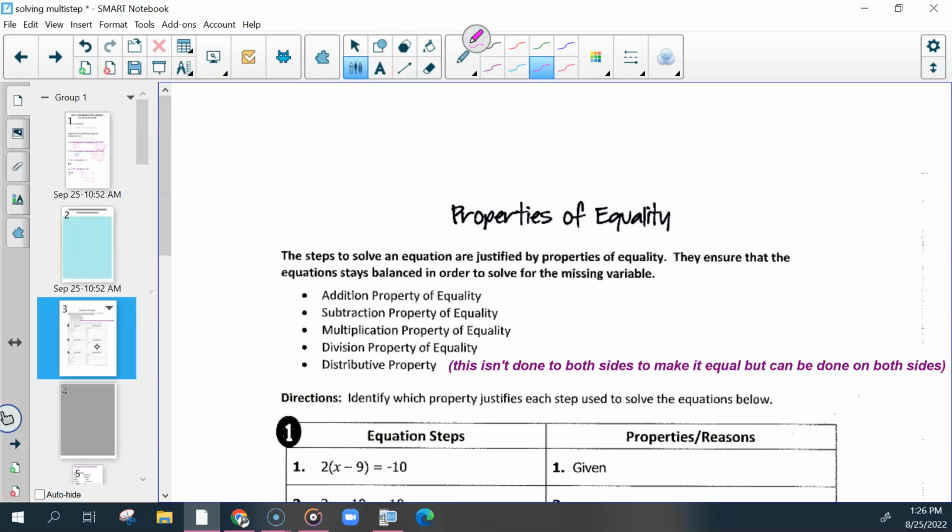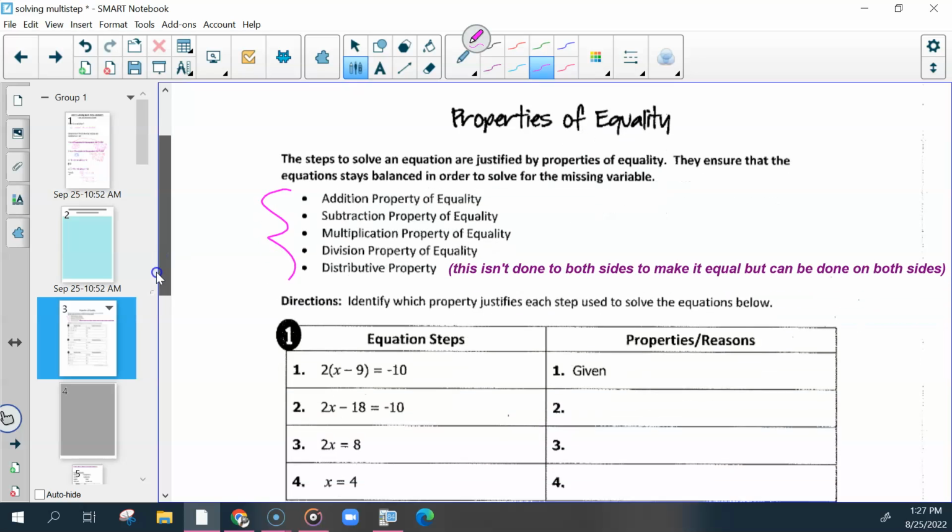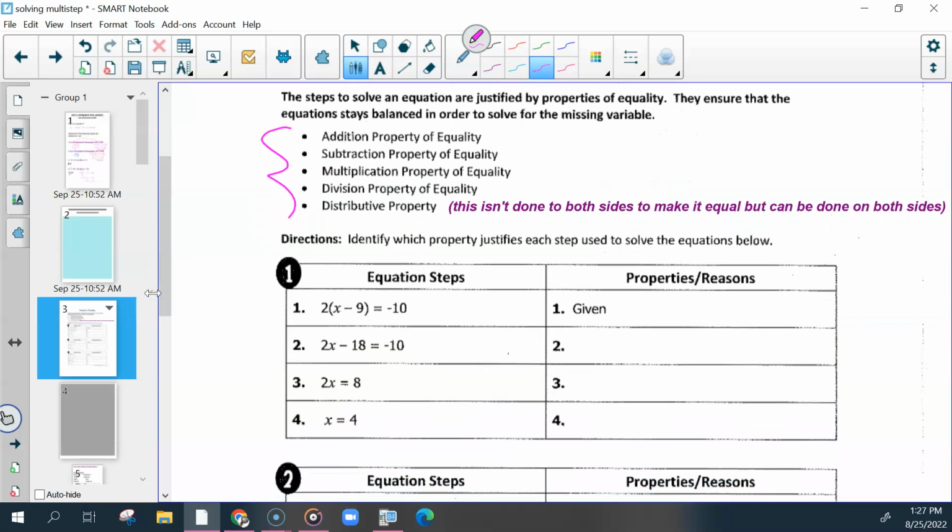So these problems are already solved for us, and we're trying to figure out what they did. We're going to be using these properties: addition, subtraction, multiplication, division, property of equality. That means they did it to both sides. They added to both sides, subtracted to both sides. Distributive: they have something in parentheses, something outside of the parentheses, and they're multiplying it to whatever's inside. So think about this like you were trying to explain to someone what happened. What did they do?